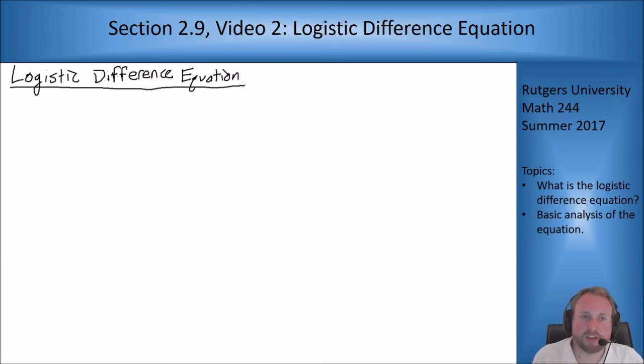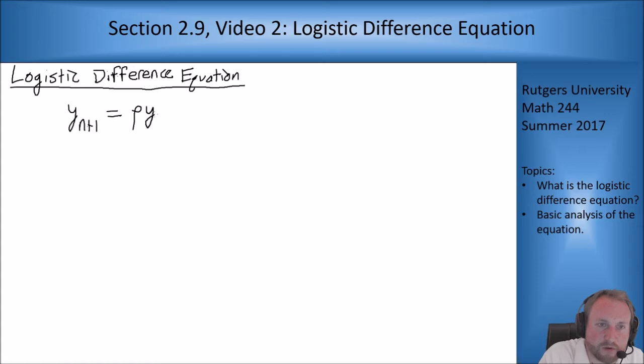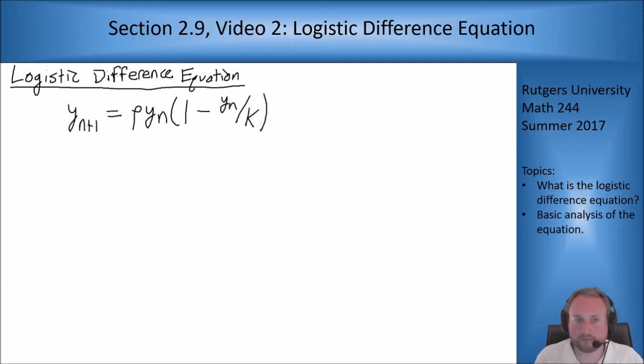So the logistic difference equation is going to look a lot like the logistic differential equation, but things are going to be in steps instead of being in terms of derivatives. So I get y_{n+1} equals rho times y_n times (1 minus y_n over K). Looks a lot like the logistic differential equation, you just have now these steps instead of the actual function itself.